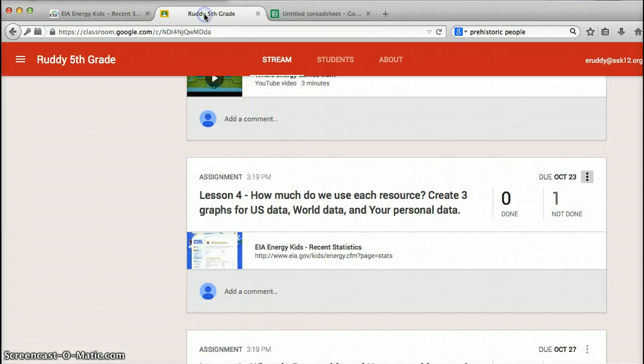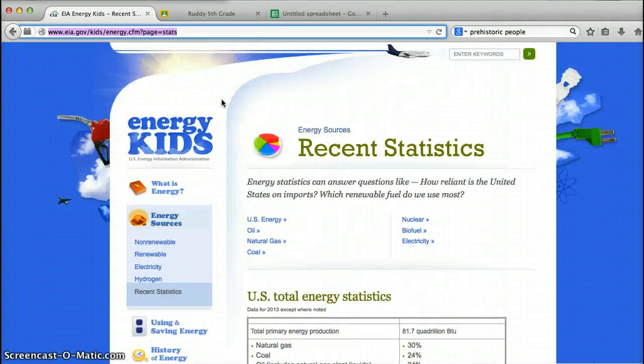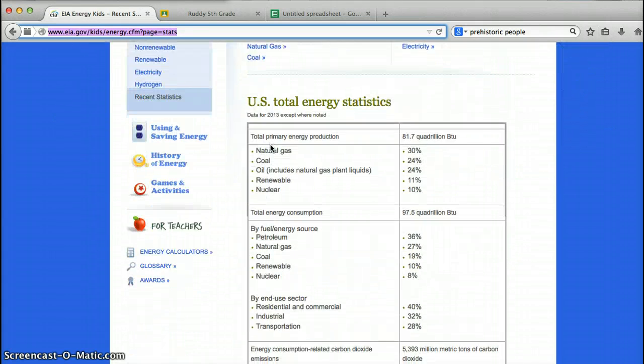Secondly, back at your classroom website, make sure that you've also opened another tab with your EIA Energy Statistics page. I already had that page open also, and it's right over here. So I have multiple tabs that I'm going back and forth between. When I'm on my energy statistics page, it should come up like this. See, it says recent statistics, and you see this chart right here. It's a pie graph. Scroll down a little bit.